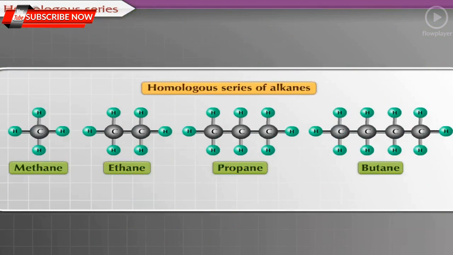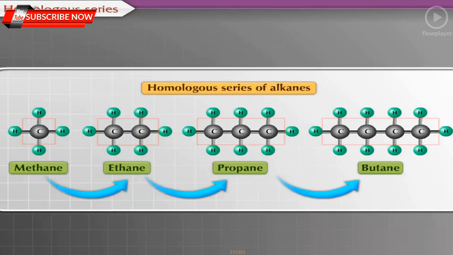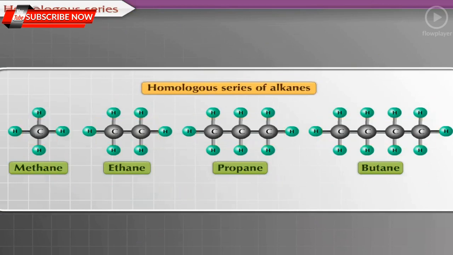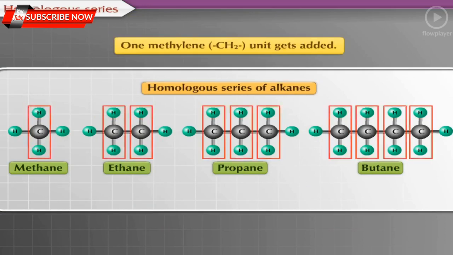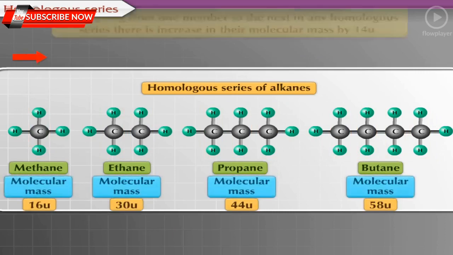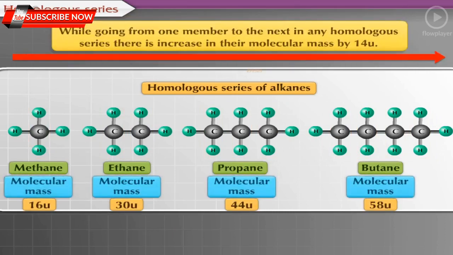We have seen that while going from one member to the next in any homologous series in the increasing order of the length of the carbon chains, one methylene unit, that is CH2, gets added. Therefore, while going from one member to the next in any homologous series, there is an increase in their molecular mass by 14 u. For example, the molecular mass of methane is 16, while the molecular mass of ethane is 30.